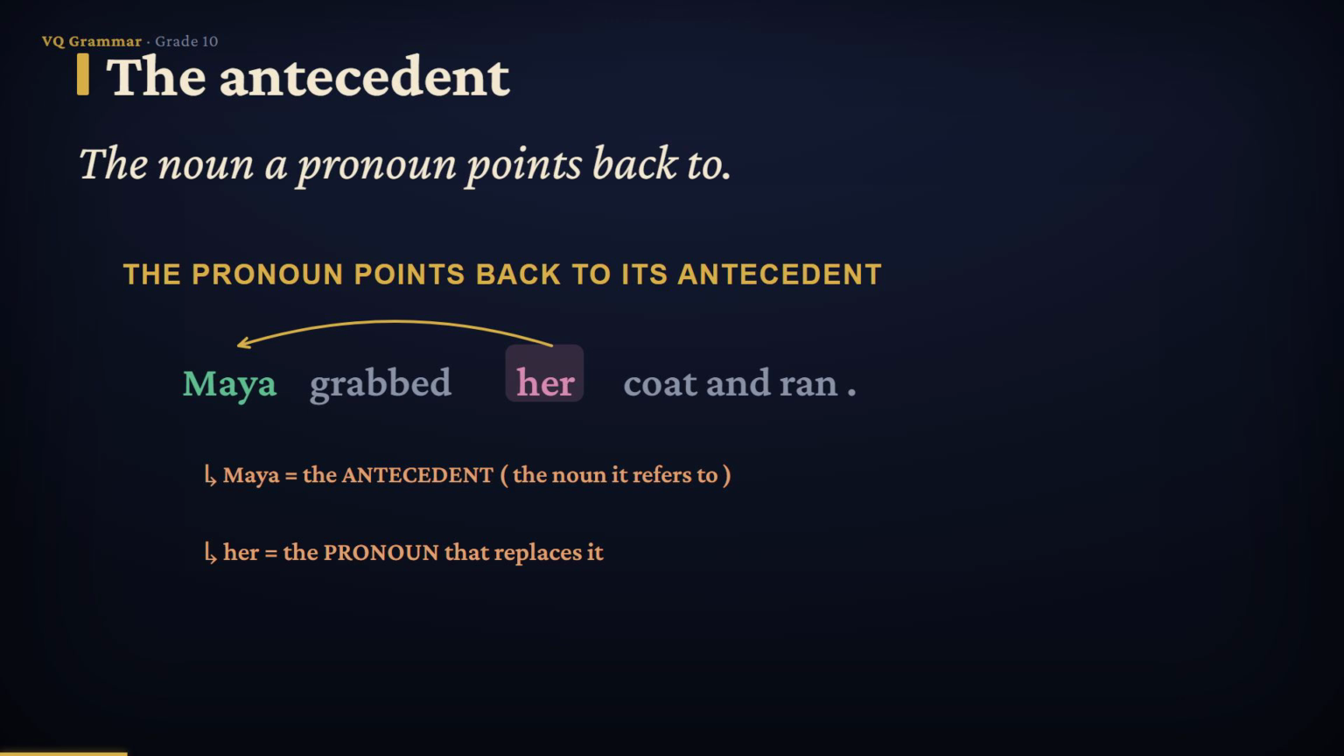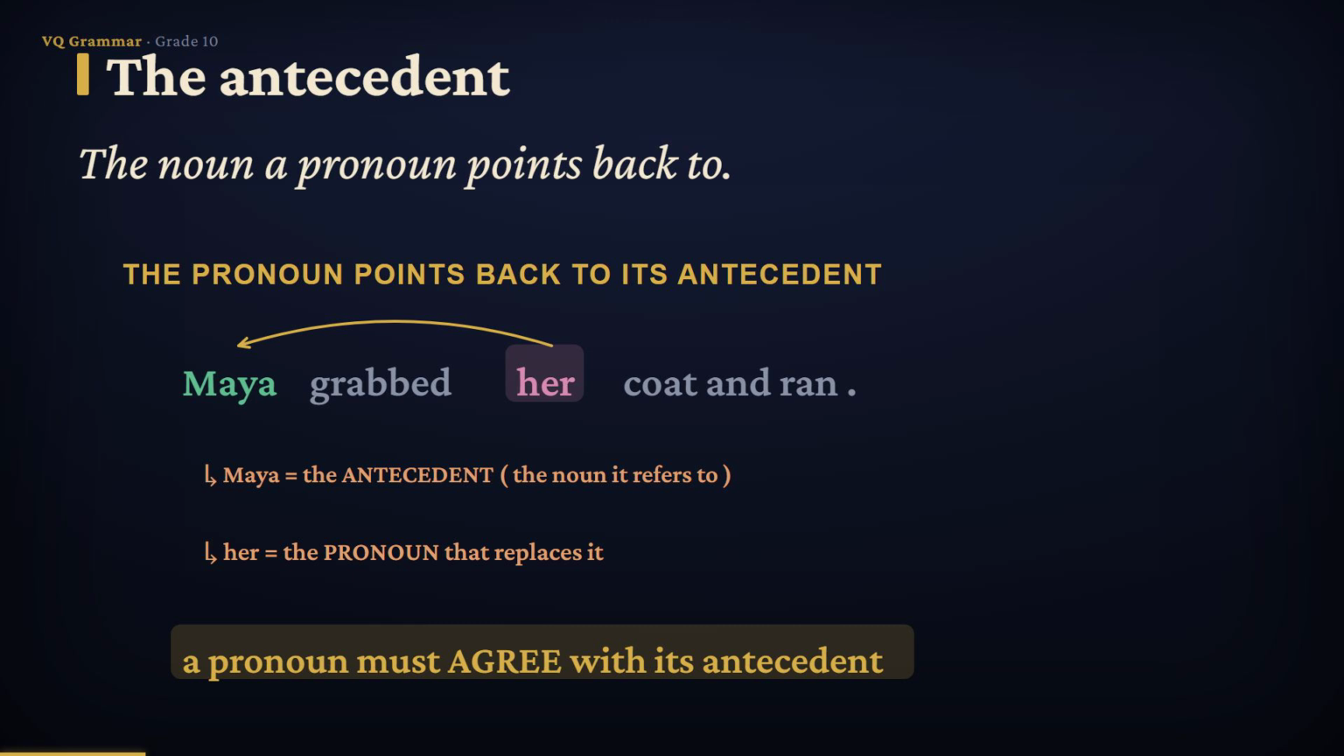Say that word with me. Antecedent. Everything in this lesson depends on it, because here is the law. A pronoun must agree with its antecedent. It has to match the noun it points back to, and it has to match in two different ways.